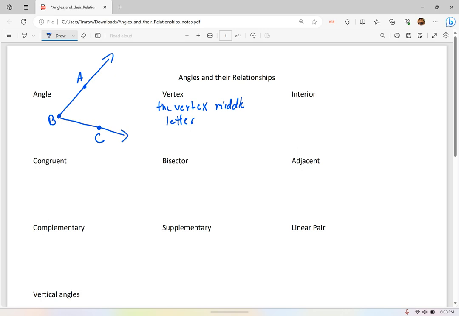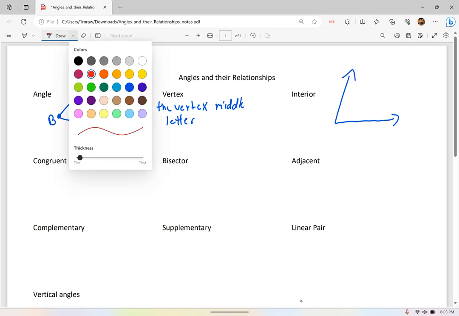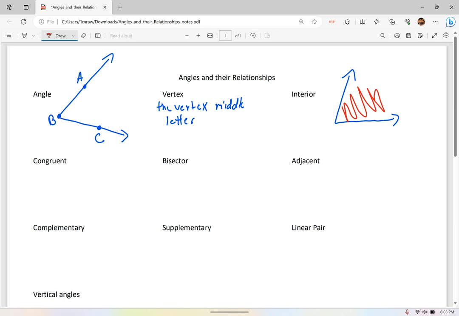Okay, so the interior of an angle is the part that's on the inside of the angle. So we have this angle right here. Anything that's in this piece right here is going to be the interior. So that is the inside of the angle.